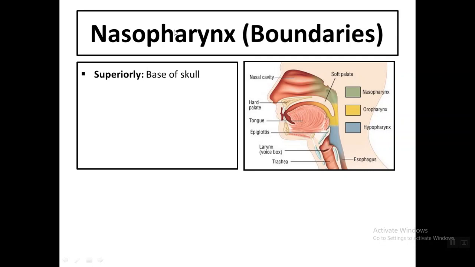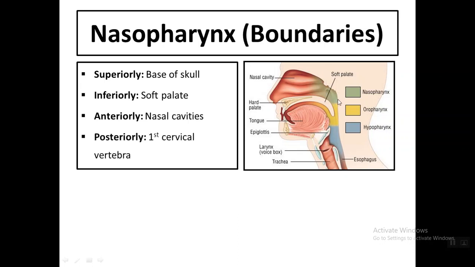Let's now take the first part, which we called the nasopharynx. We divided the pharynx into nasopharynx, oropharynx, and laryngopharynx according to location. This part, which lies behind the nasal cavity, we called the nasopharynx. What are the boundaries? Superiorly is the base of the skull. Inferiorly is the soft palate. Anteriorly, of course, we have the nasal cavity here. And posteriorly is the first cervical vertebra.